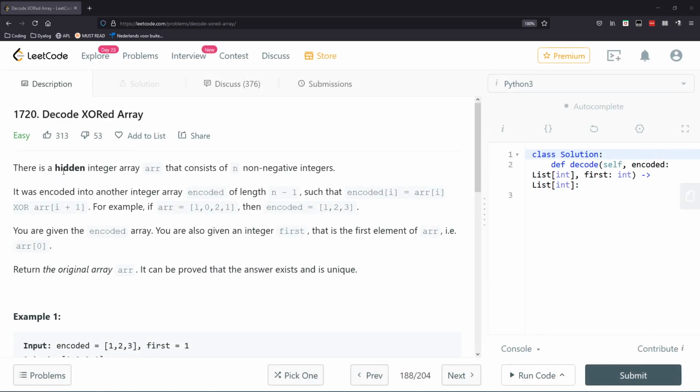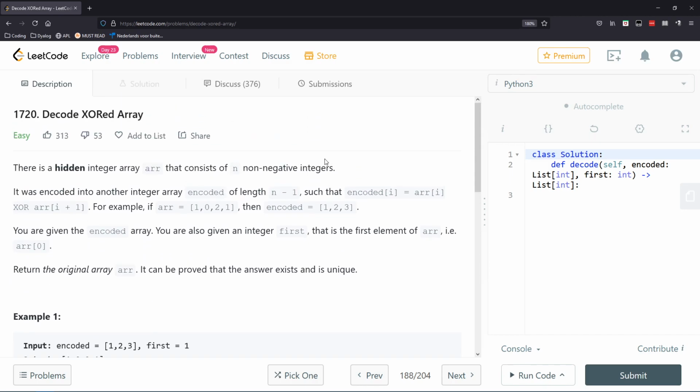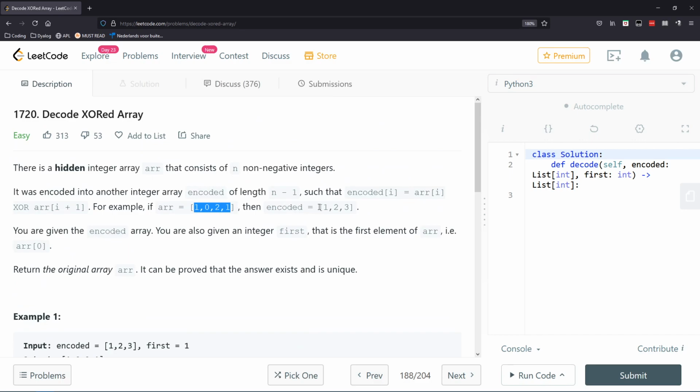Okay, so there is a hidden integer array that consists of some non-negative integers. It was encoded into another array with length 1 less than that, such that the ith element of the encoded array is the result of applying XOR between two consecutive elements of the array. So if the original array is this, then the encoded is that.